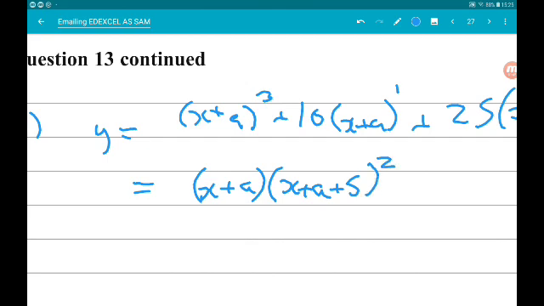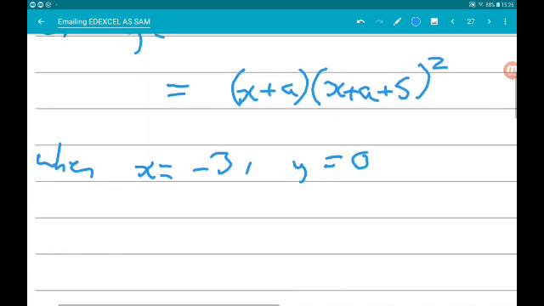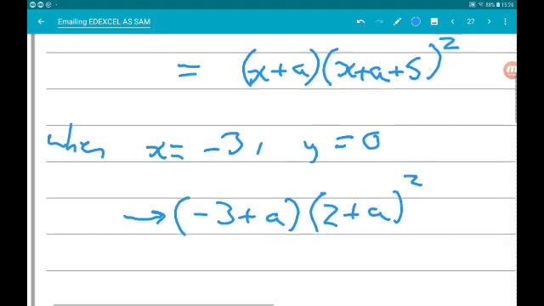Now, because we know that this point minus 3, 0 lies on the line, we can say that when x is minus 3, y is equal to 0. So that can give us (minus 3 add a) times (minus 3 add a add 5), so that's (2 add a) squared. Now we know that that is equal to 0.